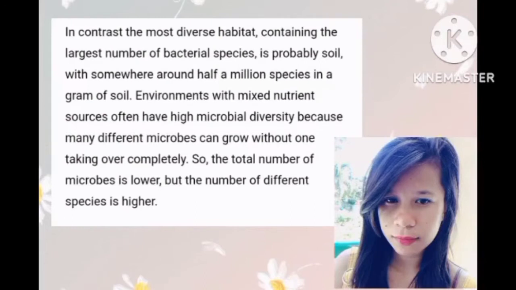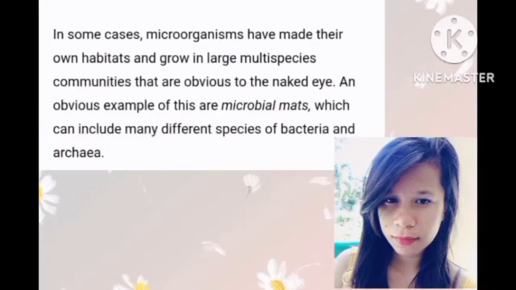Environments with mixed nutrient sources often have high microbial diversity because many different microbes can grow without one taking over completely. So, the total number of microbes is lower, but the number of different species is higher. In some cases, microorganisms have made their own habitats and grow in large multi-species communities that are obvious to the naked eye. An obvious example of this is microbial mats, which can include many different species of bacteria and archaea.